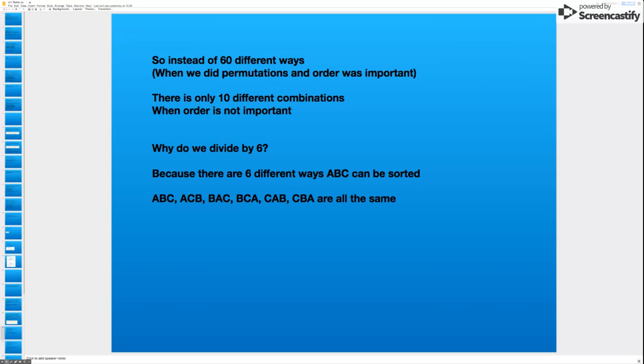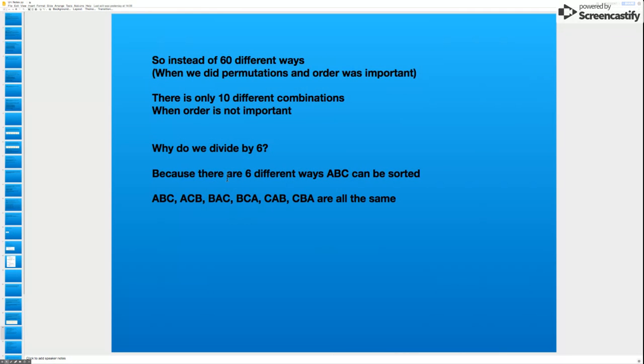So instead of 60 different ways, when we did permutations and order was important, there are only 10 different combinations when order is not important. So how do we go from 60 to 10? Or why did we divide by 6? Because that's really what we've done. To get from 60 to 10, we've divided by 6.